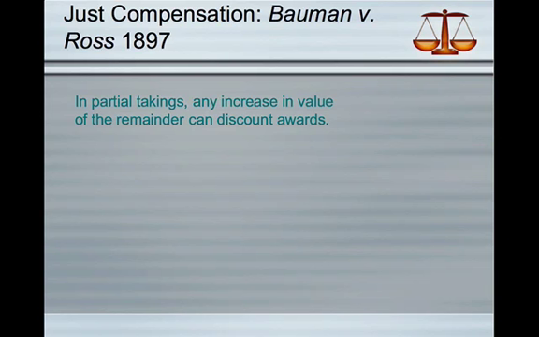Bauman versus Ross. This is another ingenious one for them. In partial takings, meaning like if they want to build a railroad across your property, any increase in the value of the remainder can discount the awards. So with this, they pretty much were able to build railroad tracks and essentially pay the owners of the land nothing, because they could argue, well, now your land is more valuable because you have access to a railroad. You should pay us. Exactly. They never did that, but pretty close.